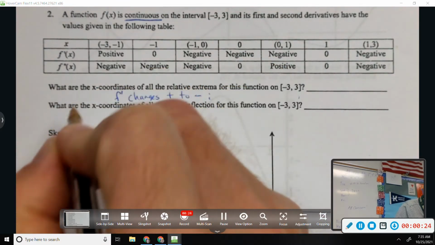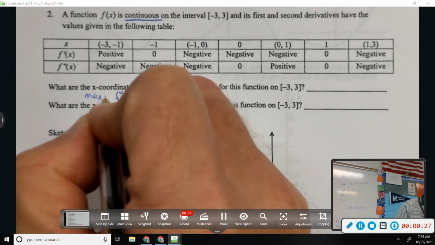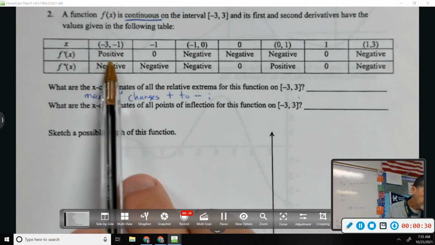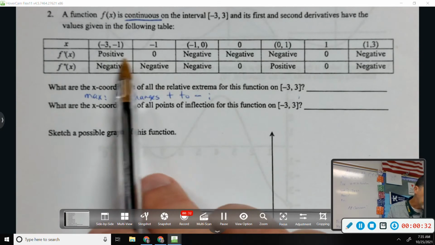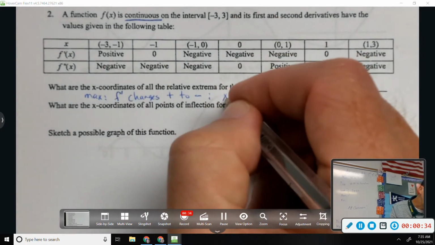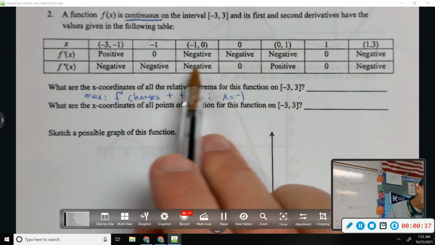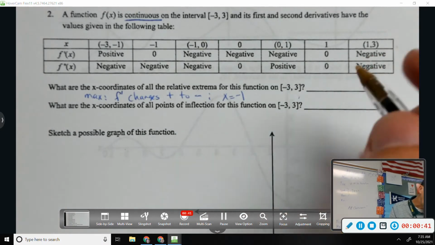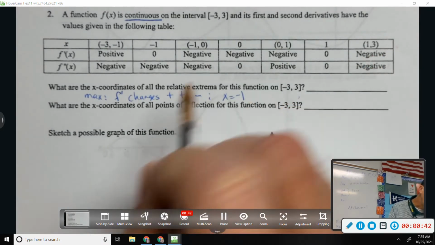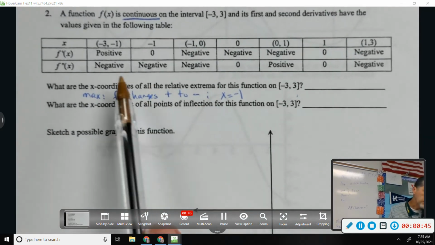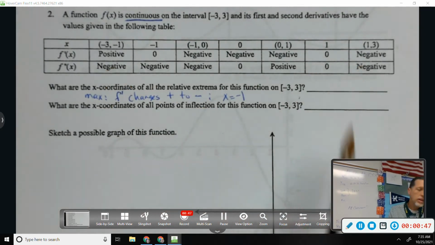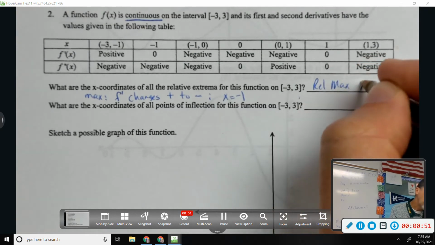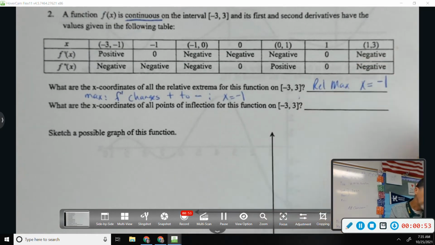So let's see, a max would be where f prime changes from positive to negative. That would be at x equals -1 and nowhere else. And there's a minimum where f prime changes negative to positive, but that doesn't happen. So the only thing we have is a relative max at x equals -1.